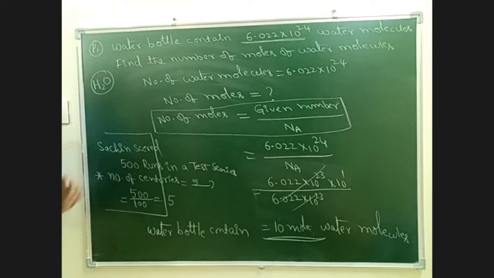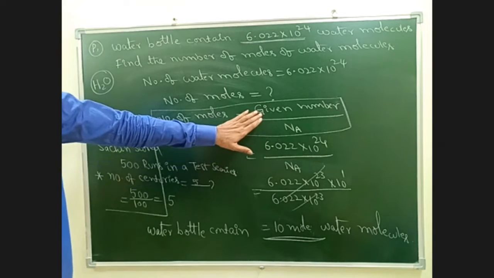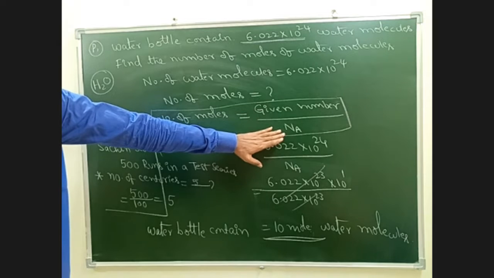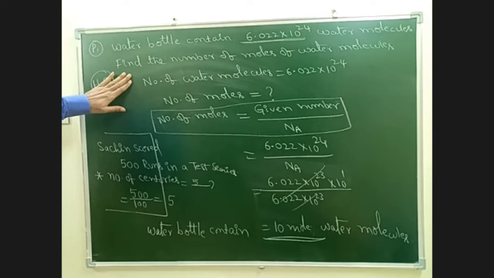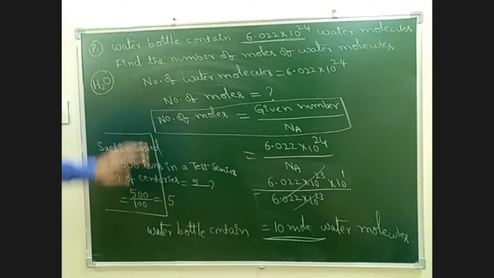So 500 runs means total number of runs by 100, that is 100 means 1 century. That is 5. Same thing we have applied here. The total given number divided by Na, which is equal to 1 mole value, right? So number of moles is equal to given number by Na. So from the given problem, what did they ask? The number of moles. So 10 mole water molecules the bottle has, right? I hope you understood. It is very easy and it is a simple logical question.